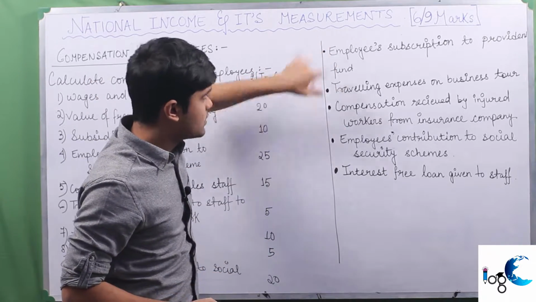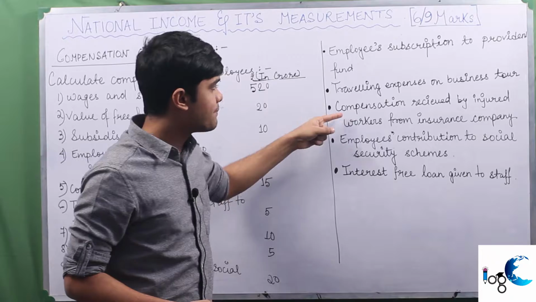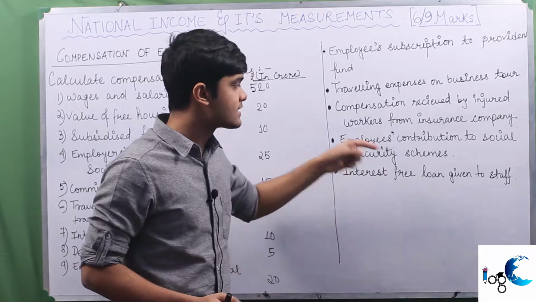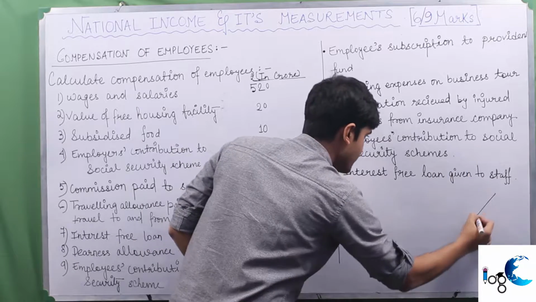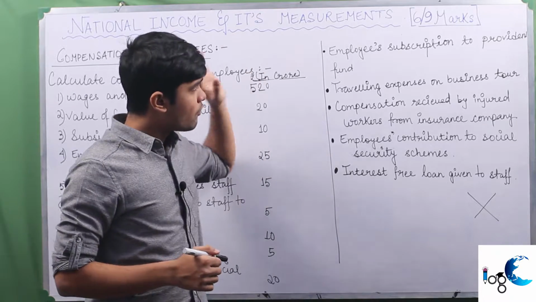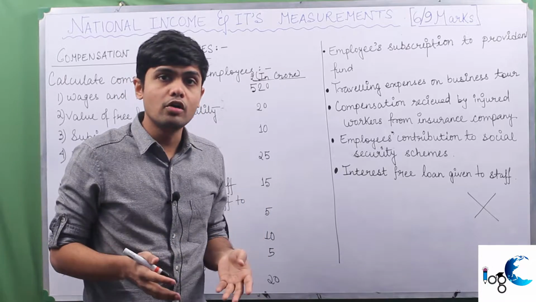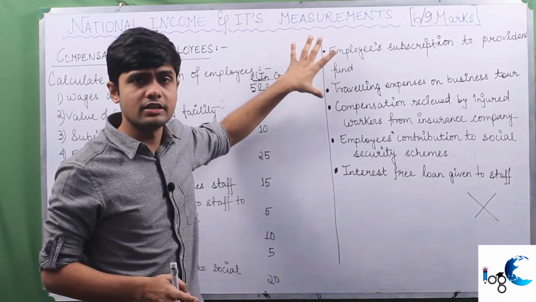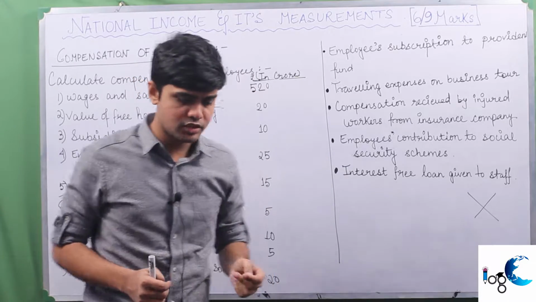So I have written here 5 points. First is employees' subscription to provident fund, traveling expenses on business tour, compensation received by injured workers from insurance company, employees' contribution to social security schemes, interest free loan given to staff. So these 5 points are not included in calculation of compensation of employees. Now obviously there are reasons why these are not included. I am doing this as a crash course, so I am assuming that you know the reasons, and if you don't know, don't worry, just remember these 5 points are not included in calculation of compensation of employees.